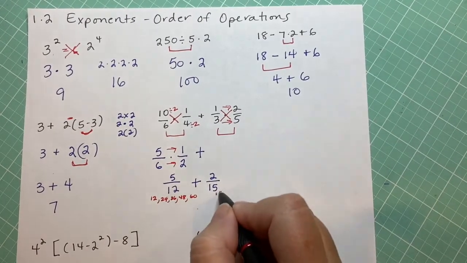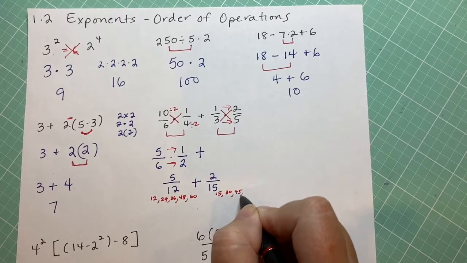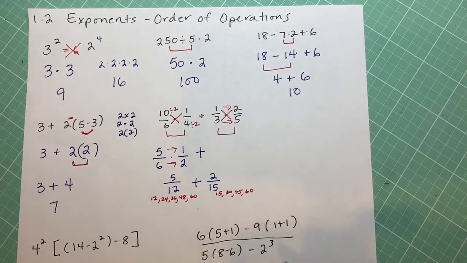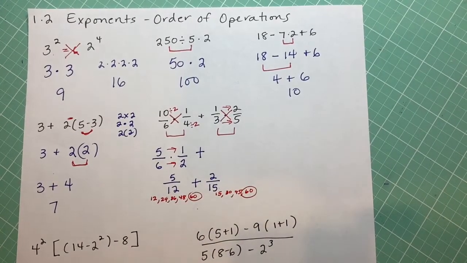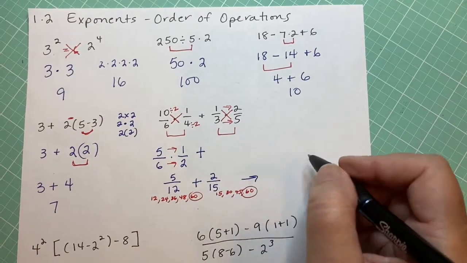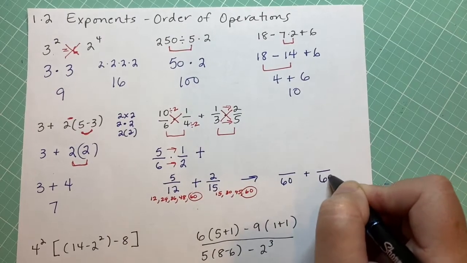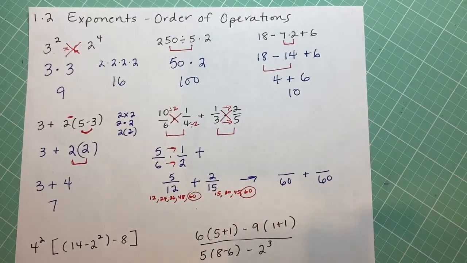And so that's the one that they're going to have in common, because 15 goes 15, 30, 45, 60. So 60 is our common factor. Kind of ran out of room, so I'm going to go this way. So I'm going to make both of these denominators be 60.